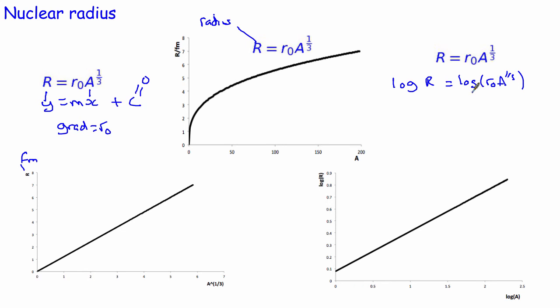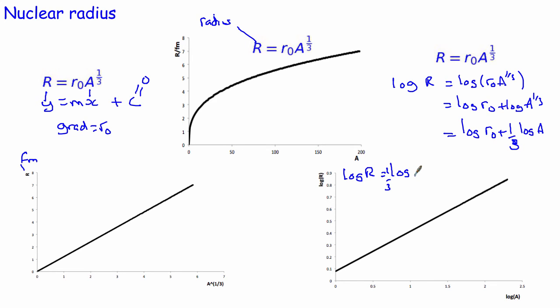We can then separate these out using our log laws, because we know that the log of a times b is the log of a plus the log of b. So that's equal to the log of R0 plus the log of A to the third. And if we've got the log of something to the power of something, we can take the power and put it in front. So that's equal to the log of R0 plus a third log of A. If we rewrite this, swapping these two around, we end up with the log of R equals a third the log of A plus the log of R0.